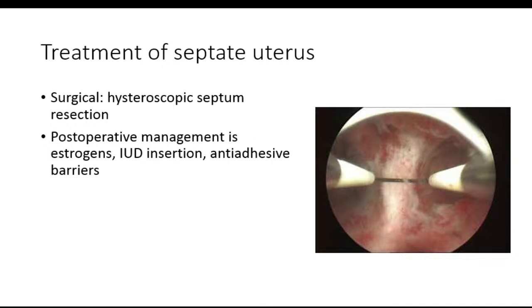IUD insertion for a couple of months after the surgery may be useful to prevent adhesion formation, or anti-adhesive barriers, a specific glue which contains cellulose, and you can inject it after the surgery into the uterine cavity, and it prevents the formation of synechiae, adhesions inside the uterine cavity.